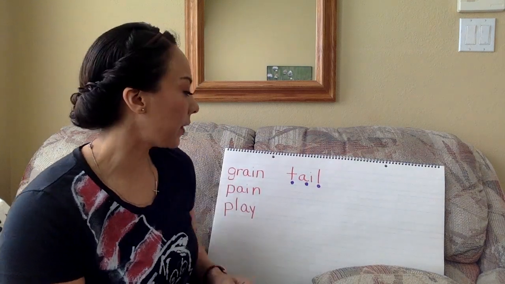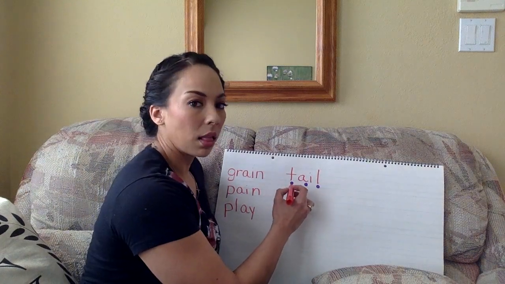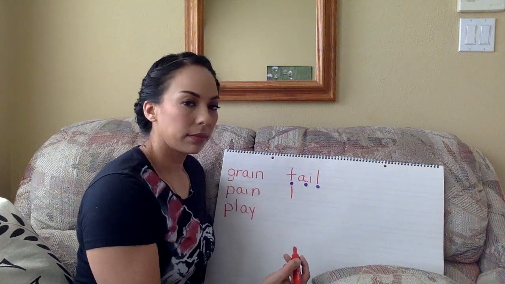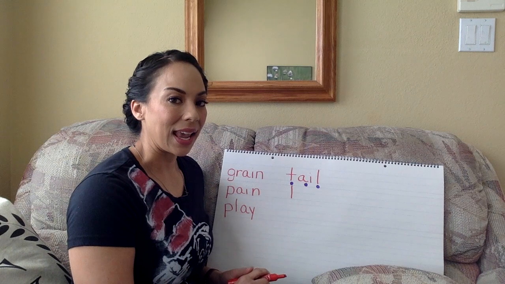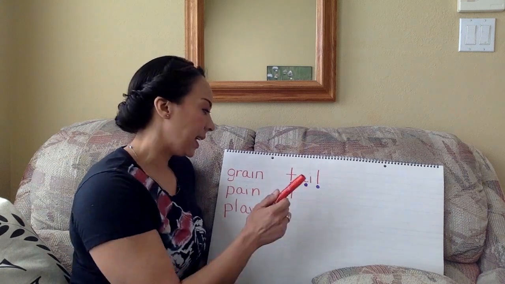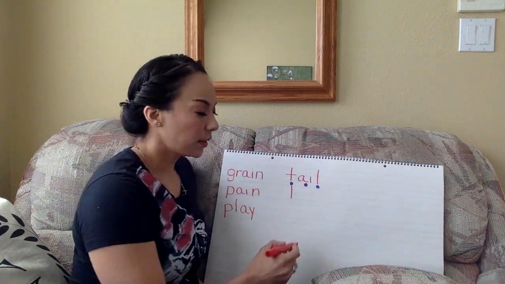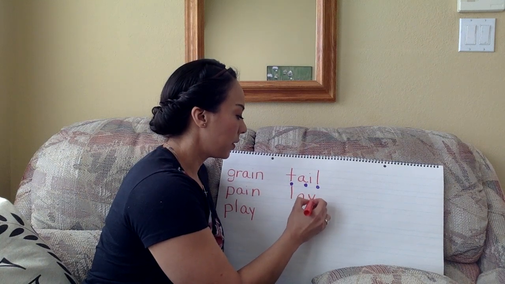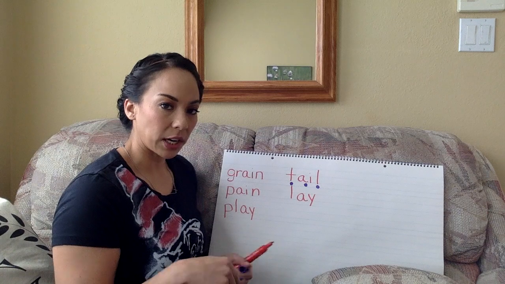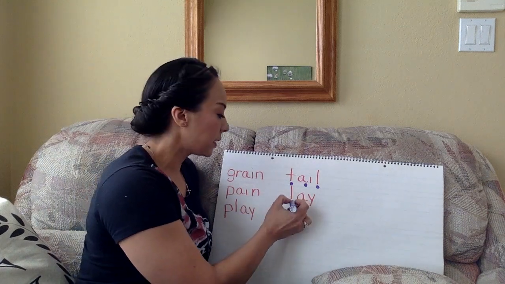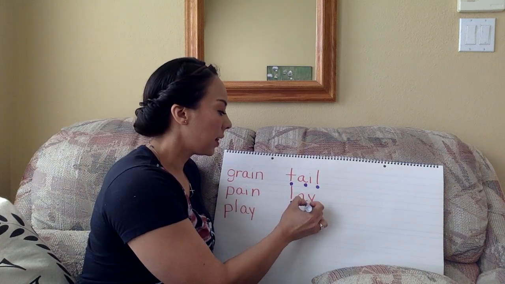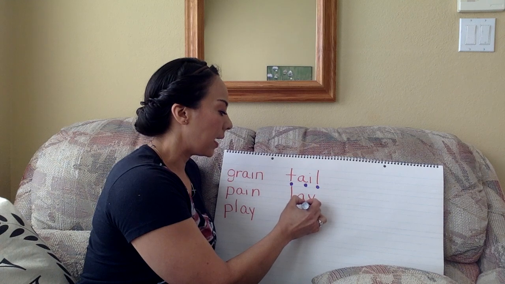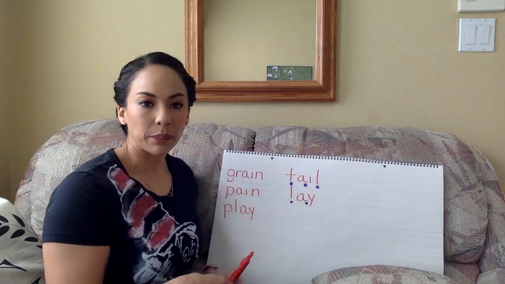Okay, let's do it together. L. Easy. A. And I said it's not the vowel team. It's at the end of the word. So we use A-Y. Let's make sure we have it. We know it's only two sounds. L. A. Very good. Lay. Okay.